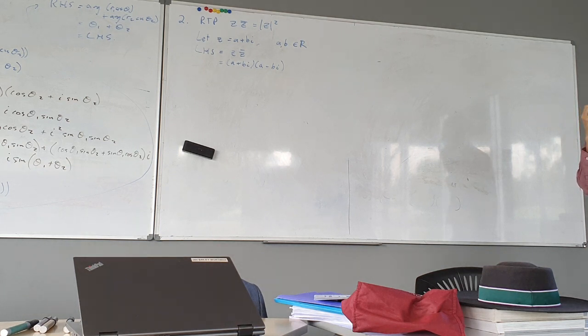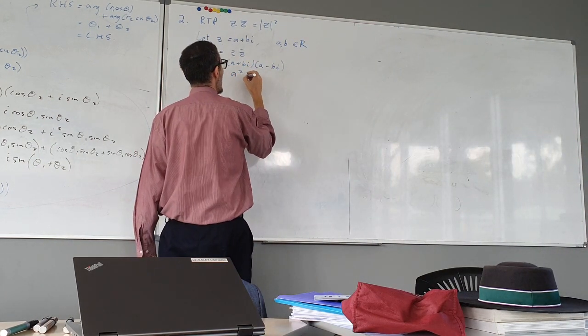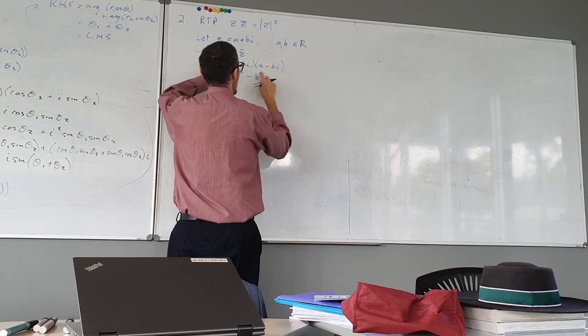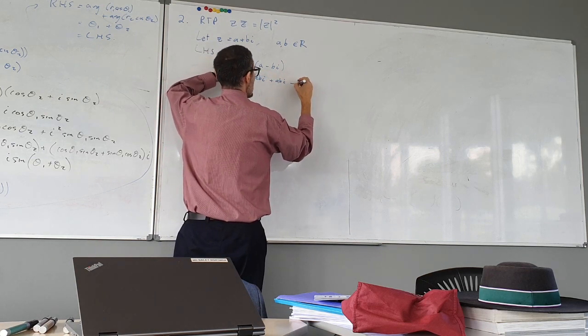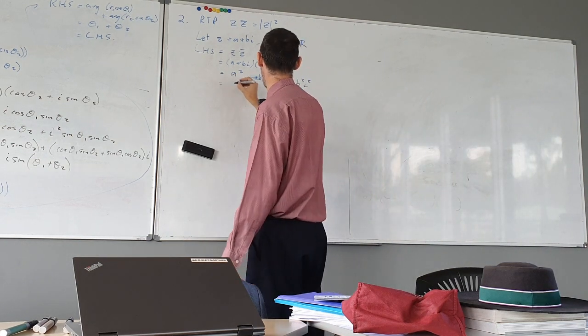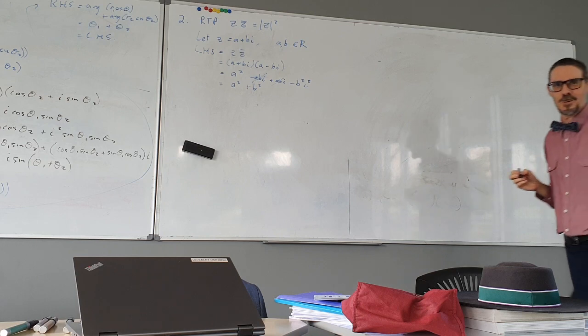Expand the brackets. Go. Collect real parts and imaginary parts. Minus abi plus abi minus b squared i squared. What's the length of z? What's the mod of z?